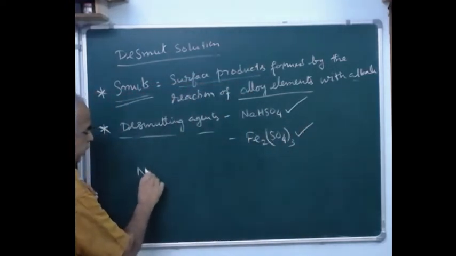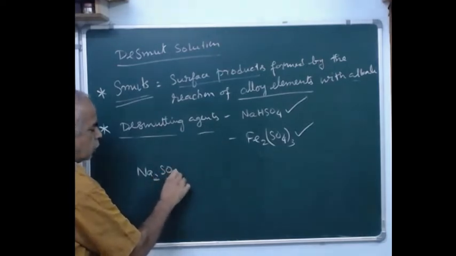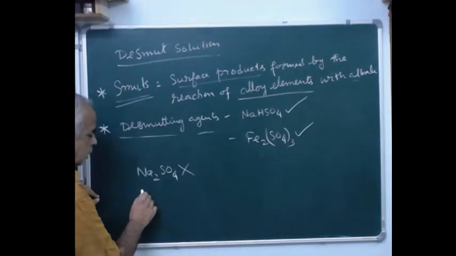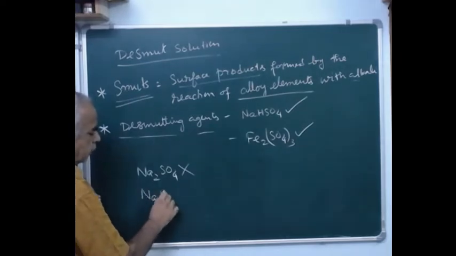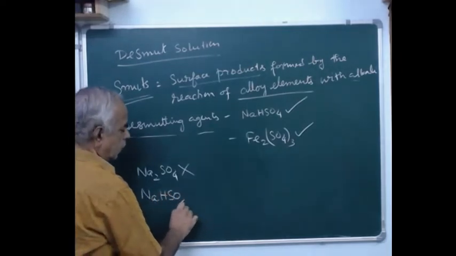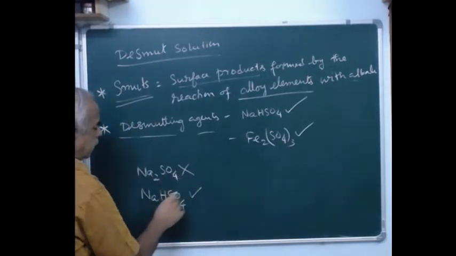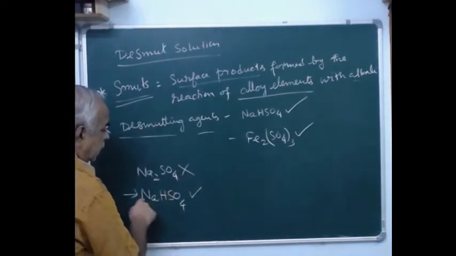This is sodium sulfate, Na2SO4, sodium sulfate. So you should not use this one. Instead, you can use sodium hydrogen sulfate. So this should be used. Okay. So this one is the desmutting agent.